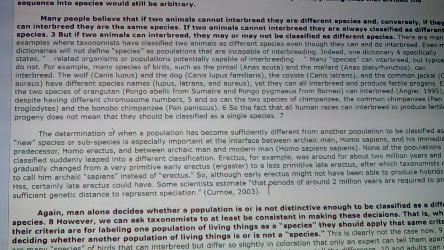For example, many species of birds, such as the pintail, Anas acuta, and the mallard, Anas platyrhynchos, can interbreed. The wolf, Canis lupus, and the dog, Canis lupus familiaris, and the coyote, Canis latrans, and the common jackal, Canis aureus, have different species names: lupus, latrans, aureus, and so on. Yet they can all interbreed and produce fertile progeny. You can get a half wolf going and so on.